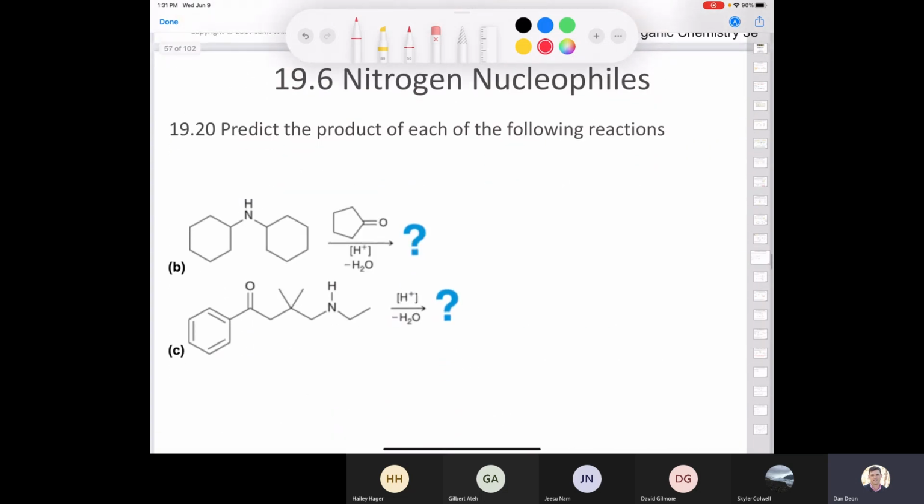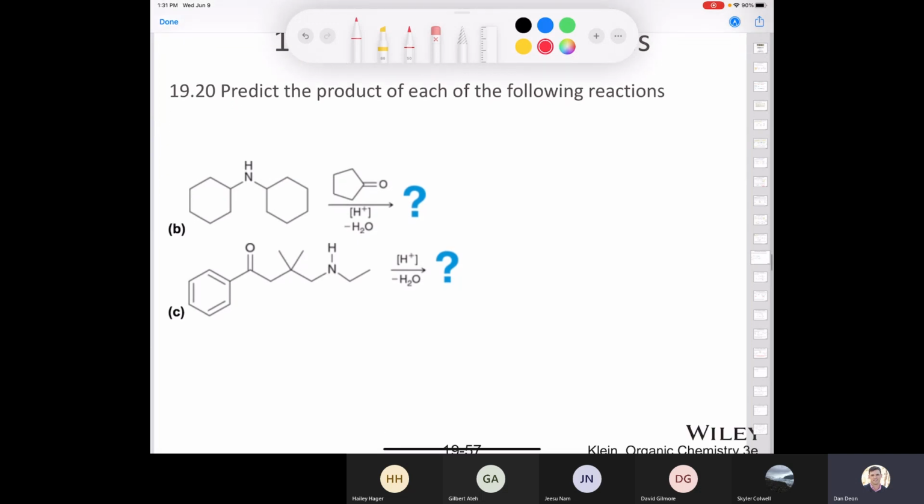All right, we're still moving on here with the questions. And the reason why we have to keep going is because we haven't talked about enamine formation yet, right? So this is enamine formation. All right, we're starting with a ketone in each case. We have a secondary amine here. We have a secondary amine here, even though it's in the same molecule. And we're going to make an enamine.